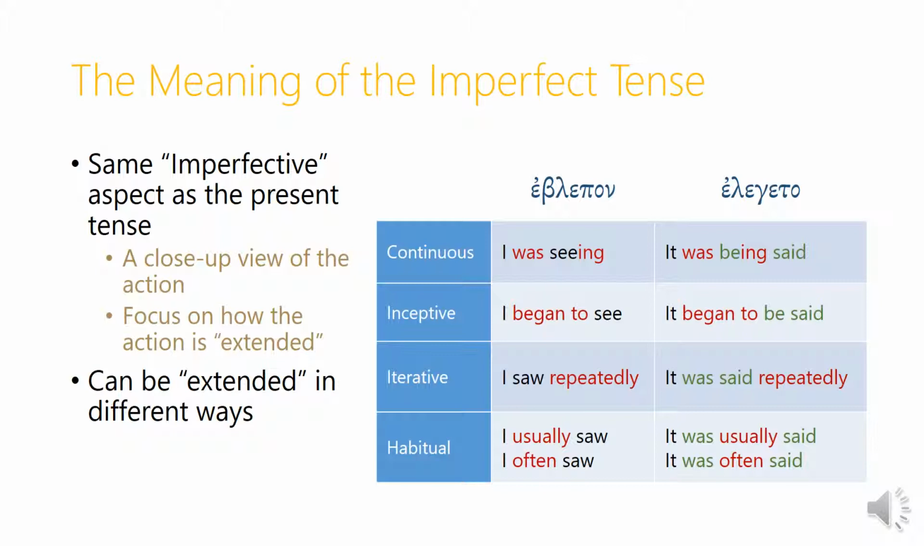So you can see that with the passive forms of the imperfect, we need to keep in mind both the fact that it's a past tense and the fact that it's got this continuous aspect and the fact that it's passive in voice.